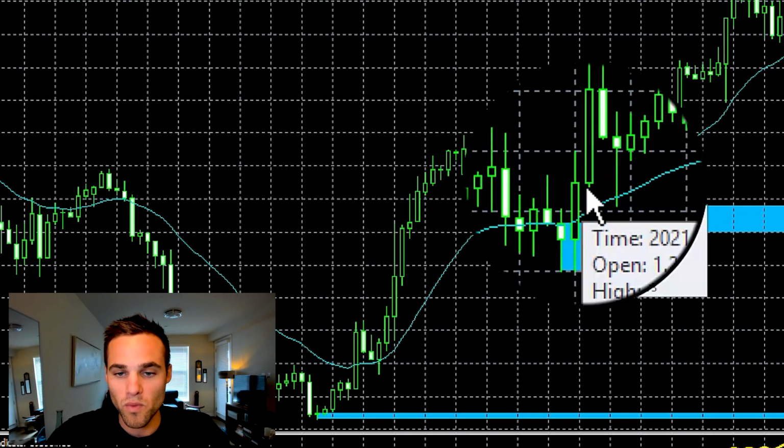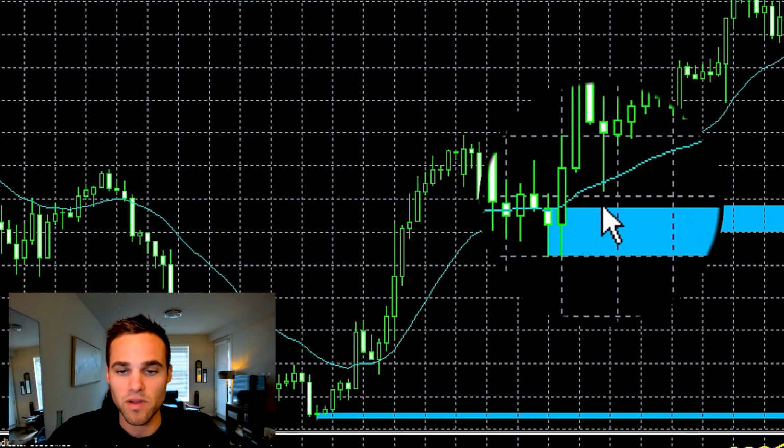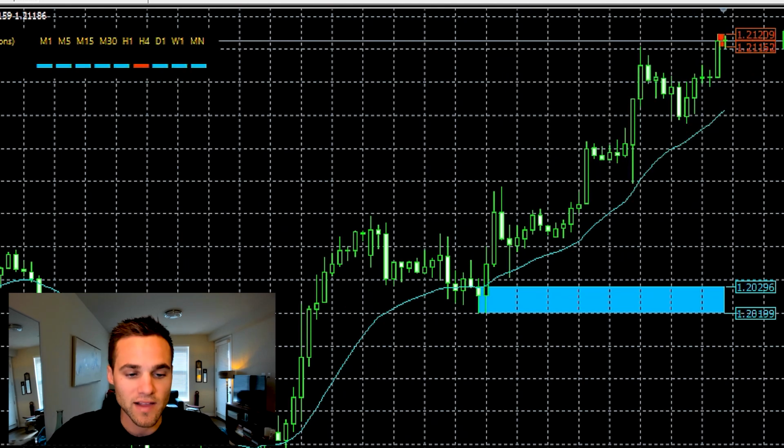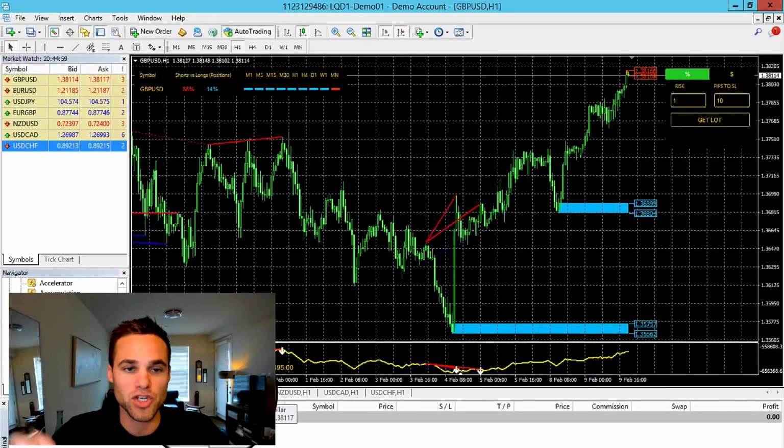So basically, boom, we'd want to enter right here. We could put our stop loss below the zone, 1-to-1 risk to reward ratio, or 1-to-2 or 1-to-3 even in this scenario. Okay, let's take a look at a couple more examples, and then I'm going to show you the most important part of this system, which is actually the money management system. So stay tuned for that.